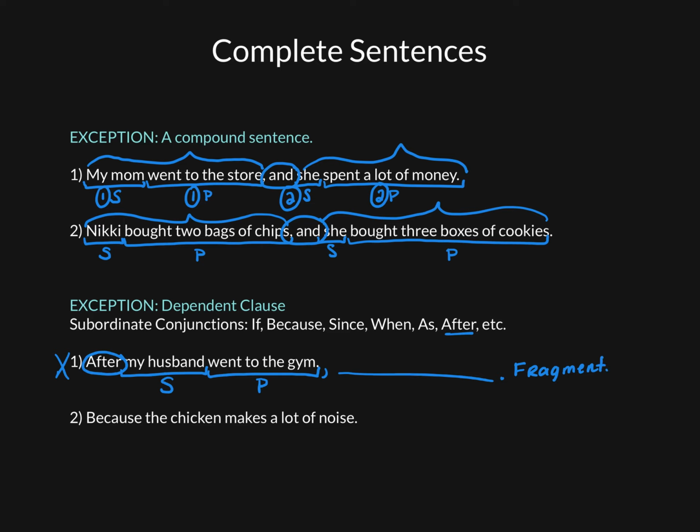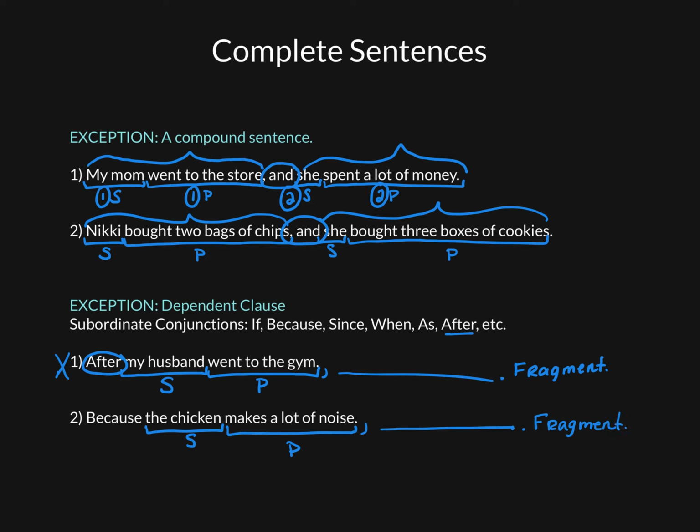Now, our second one is because the chicken makes a lot of noise. So again, since we have this word because of this, something else happened. So even though it appears that we have a subject, which is the chicken, and a predicate makes a lot of noise, we again need the rest of that sentence. Considering that, this would be a fragment as well.